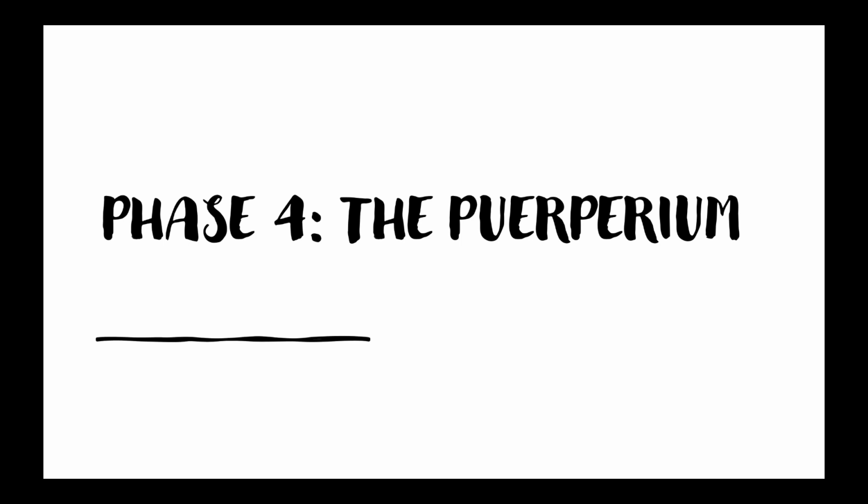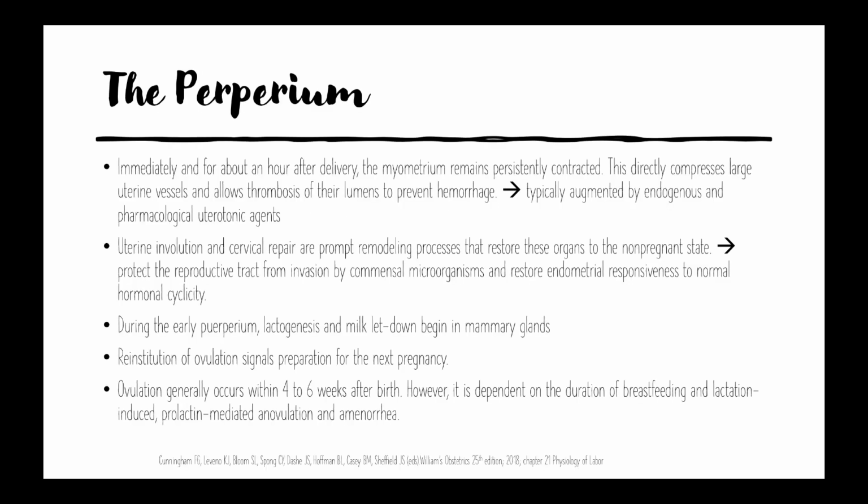Now, lastly, we have the puerperium, which is phase 4. Immediately and for about an hour after delivery, the myometrium remains persistently contracted. Now, this directly compresses the large uterine vessels and allows thrombosis of their lumens to prevent hemorrhage. This is typically augmented by endogenous and pharmacological uterotonic agents such as oxytocin. Uterine involution and cervical repair are prompt remodeling processes that restore these organs to the non-pregnant state. These protect the reproductive tract from invasion by commensal microorganisms and restore endometrial responsiveness to normal hormonal cyclicity.